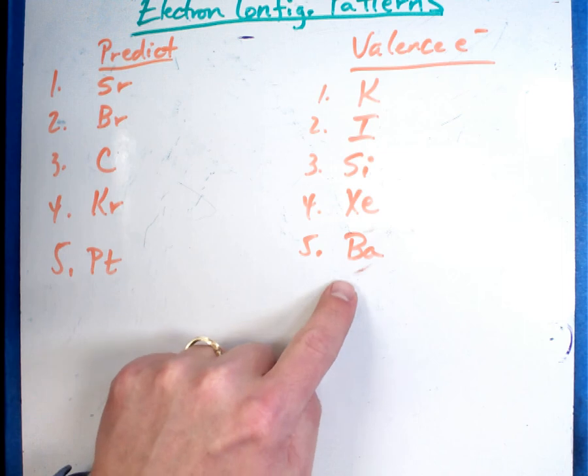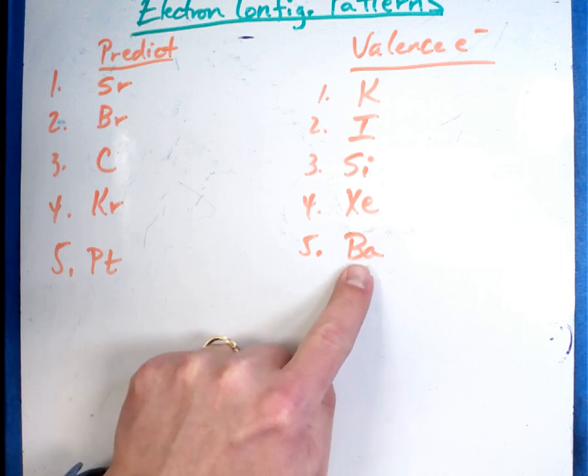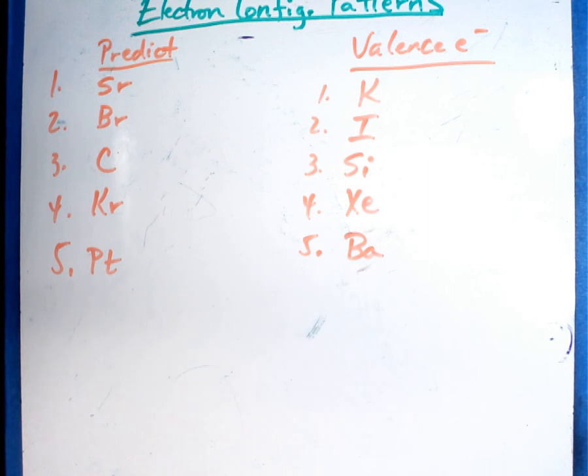And then in this last one, you can use your periodic table to figure out for these 5 how many valence electrons, how many electrons are in the outside ring of each. Go ahead and pause it, answer those, and let's see what you get. All right, let's check your answers. We'll go through this real quick.